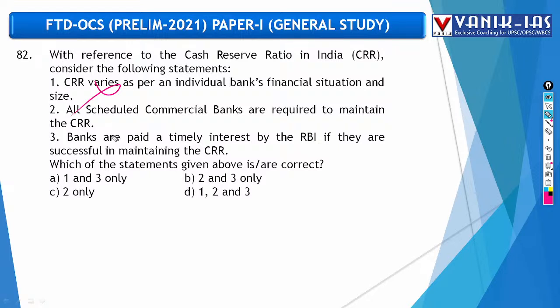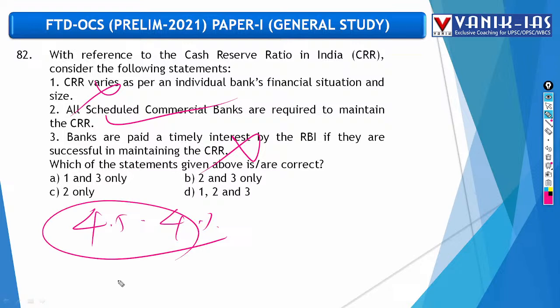All the scheduled commercial banks are required to maintain CRR. Banks are paid a timely interest by the RBI if they are successful maintaining CRR? No. Minimum amount, that is 4.5% or 4%, needs to be present at various times. It needs to be kept with the RBI, and they do not give any interest for that.